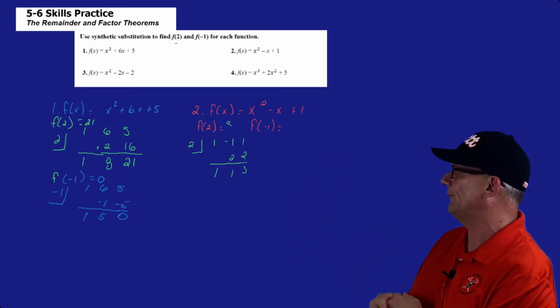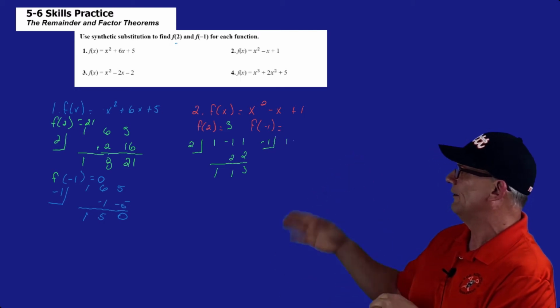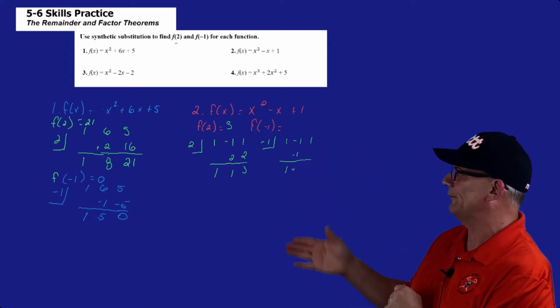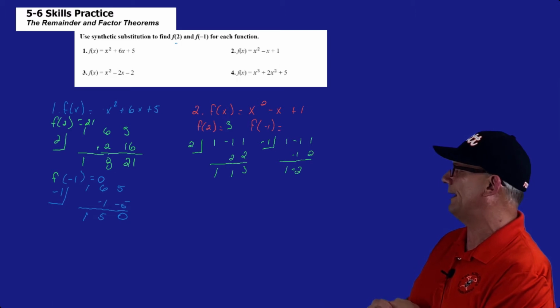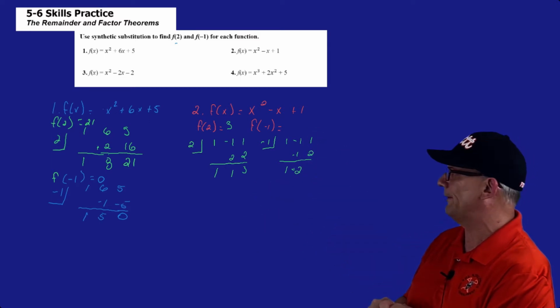2 times 1 is 2, add it together, you get 1. 2 times 1 is 2, add that together, you get 3. So when we plug 2 in, f of 2 equals 3. All right, when we plug -1 in, bring the 1 down, 1 times 1 is 1, add them together, you get 2. 1 times 2 is 2, add them together, you get 3. So f of -1, you get 3.